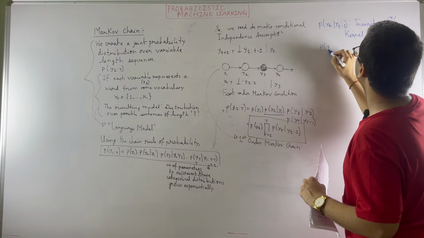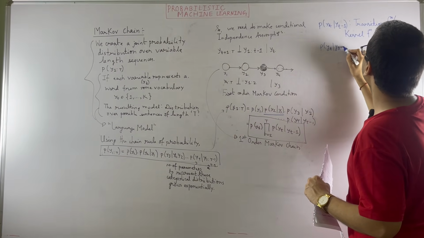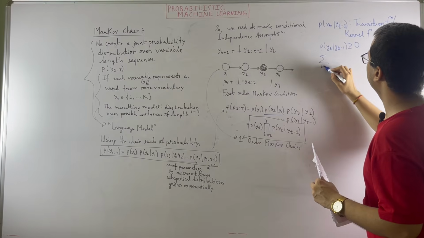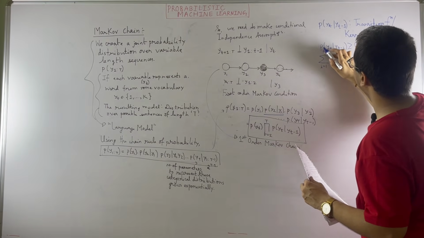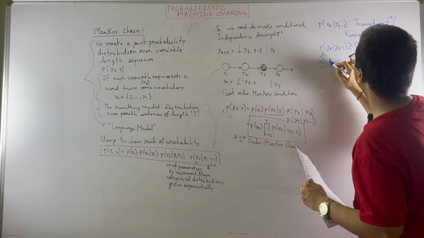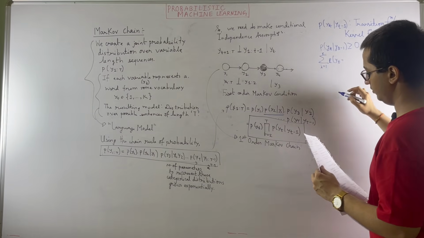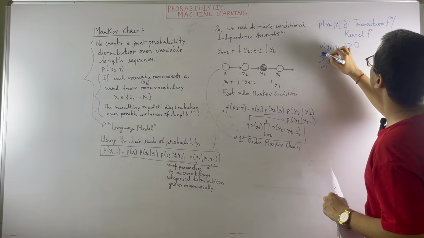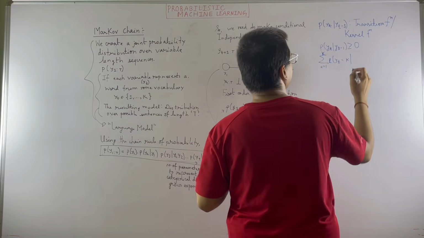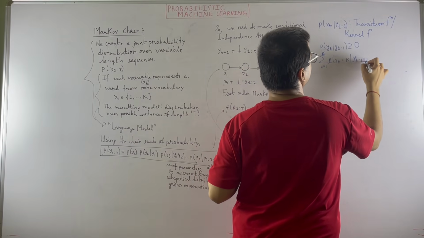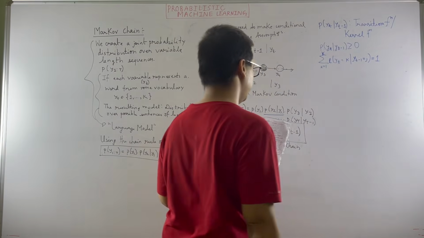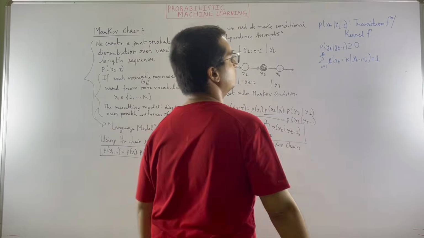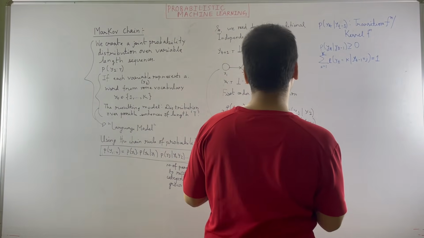So p of yt given yt minus 1 is greater than 0. And of course, by the definition of probability, p of yt equal to, let's say this is some small k and this is capital K, this thing given yt minus 1 equal to j should sum to 1. Why? Because it's a distribution, so it should sum to 1 over all values.